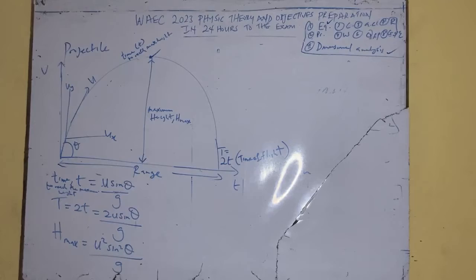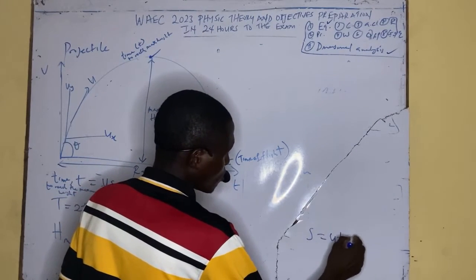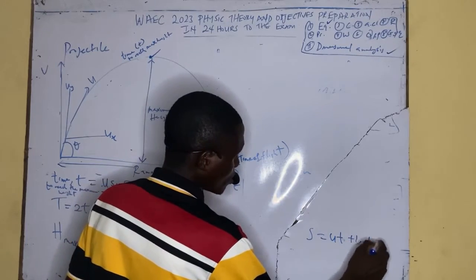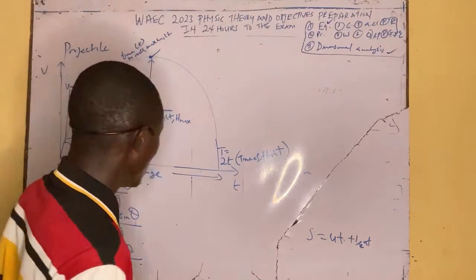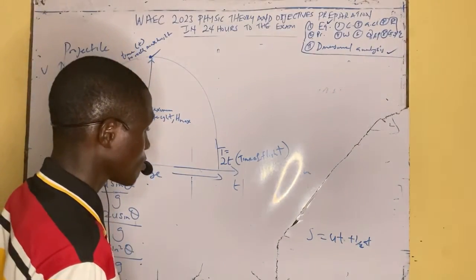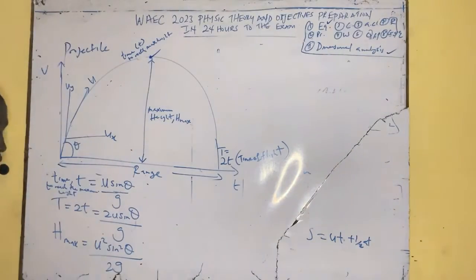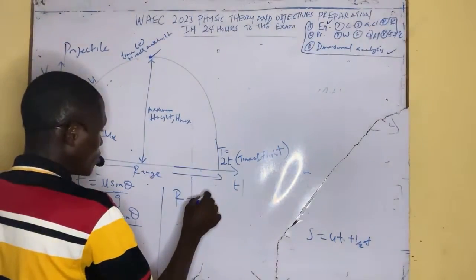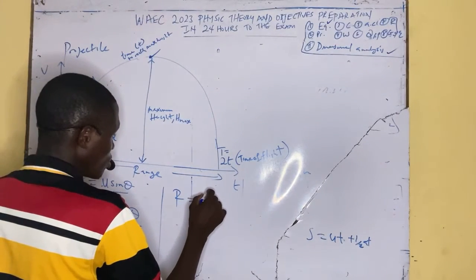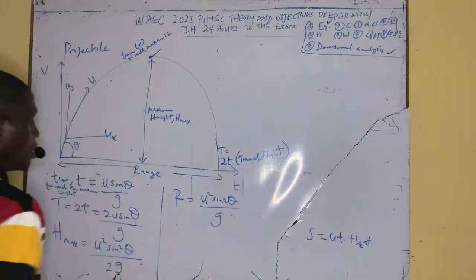Let's check. From the equation of motion, S equals ut plus half at squared. You don't need to know this one; I'm just trying to compound something. If we put u sine theta over g, it's going to be u squared sine squared theta over 2g. So we have the range, R, equal to u squared sine 2 theta all over g. This is the range.